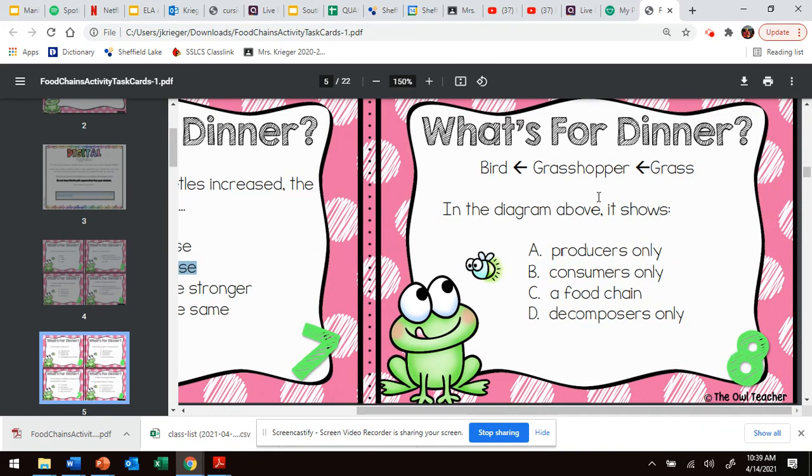Number eight, that same food chain, grass to the grasshopper, then the energy is going to the bird. In the diagram, it is showing producers only. Do you only see producers? Consumers only? Is it showing you a realistic food chain, or is it just showing you a variety of decomposers? Which statement is true?